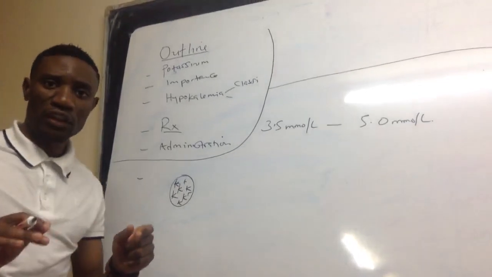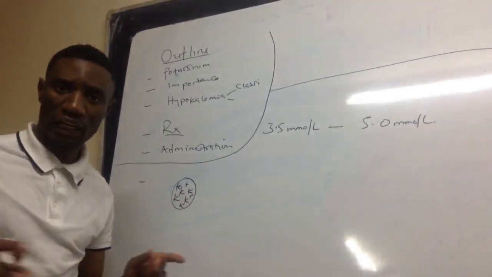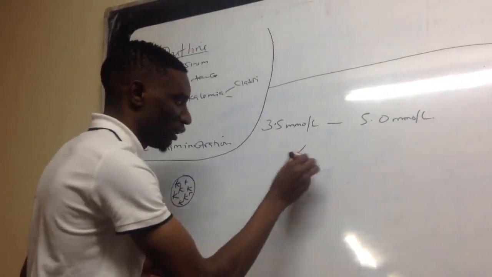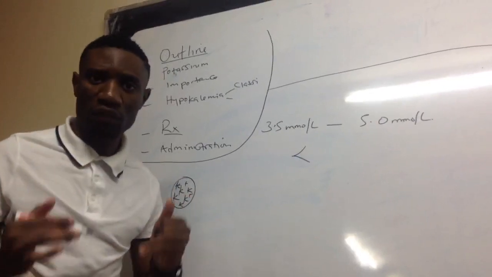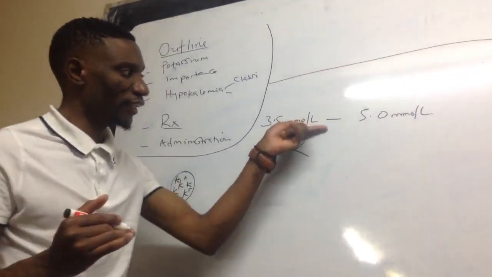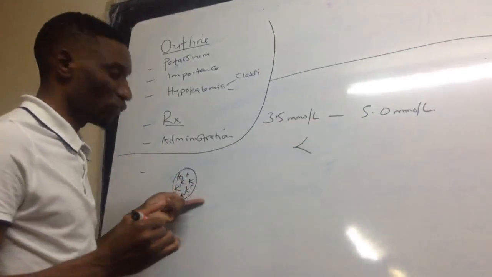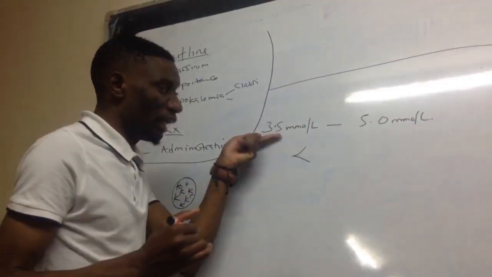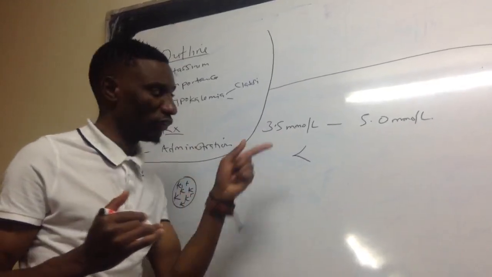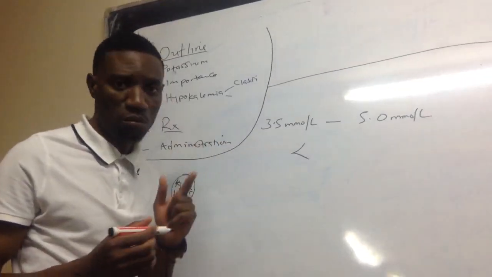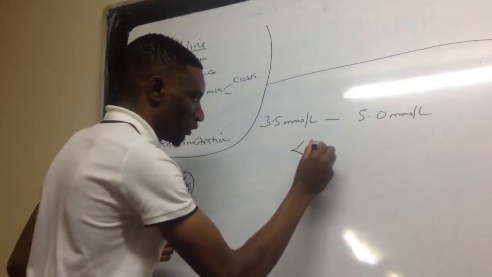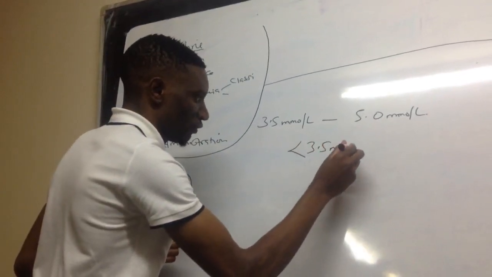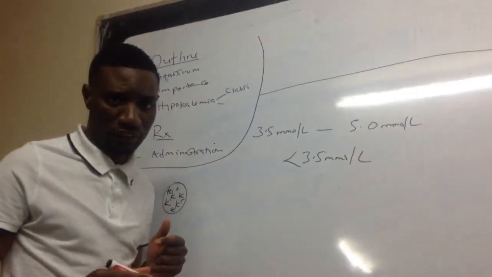So what do we mean when we say hypokalemia? Hypokalemia is defined as reduced serum potassium. Inside the cells there is more potassium, of course, but this is the range in the blood, that is, in the serum. So when we say hypokalemia, we mean a serum potassium of less than 3.5 millimoles per liter.